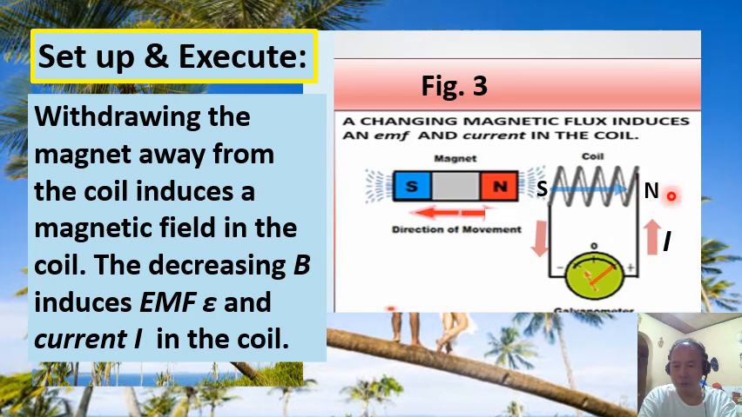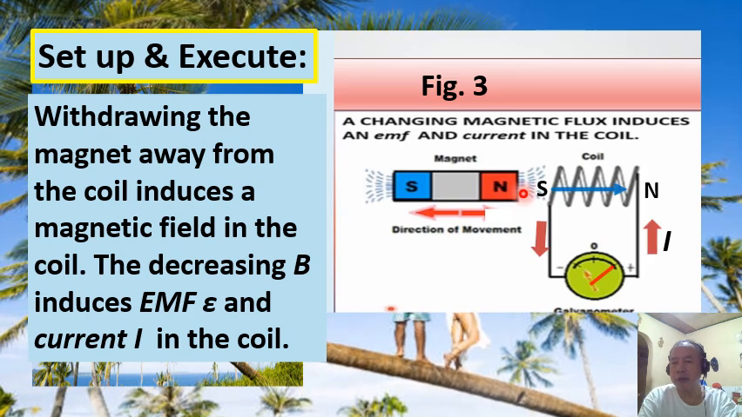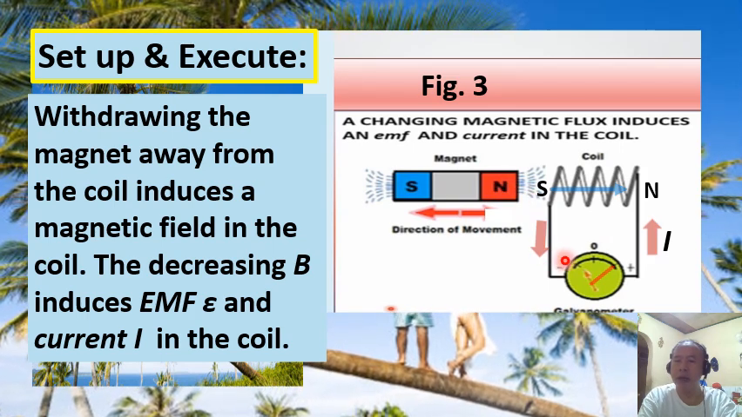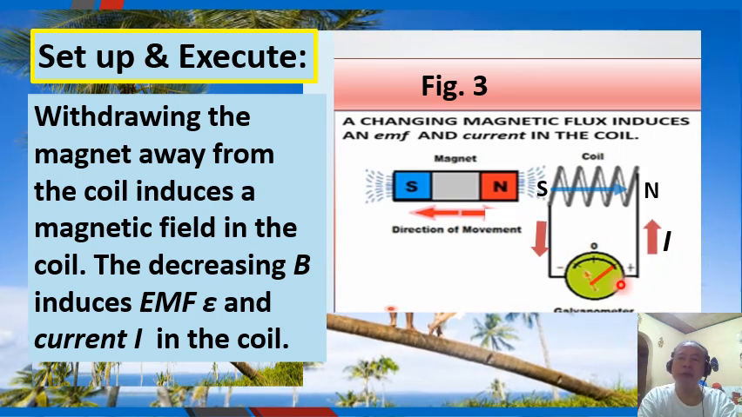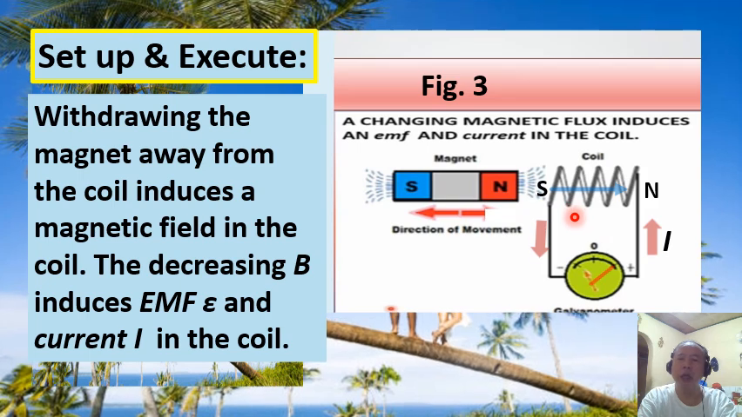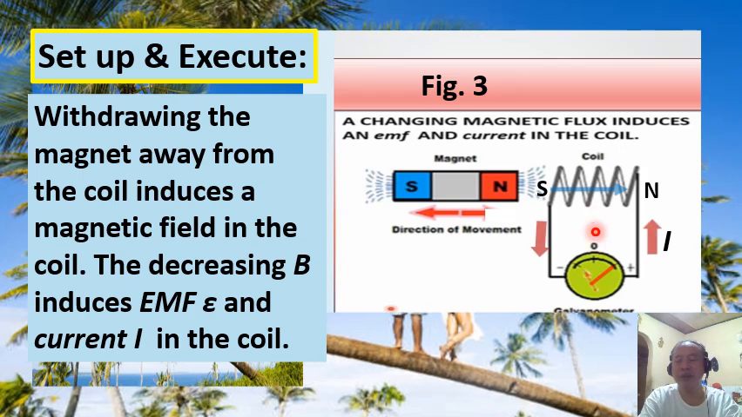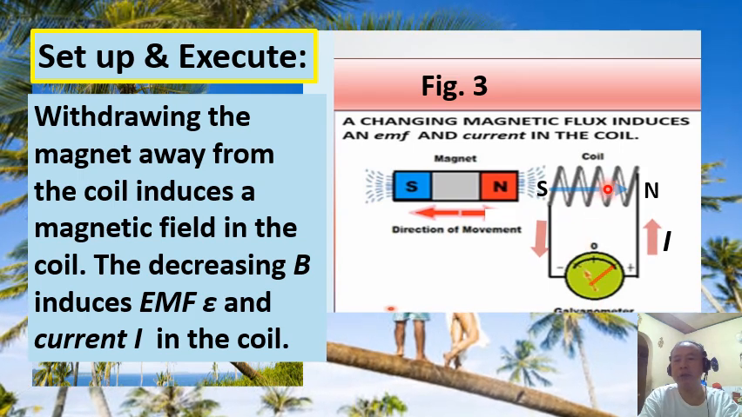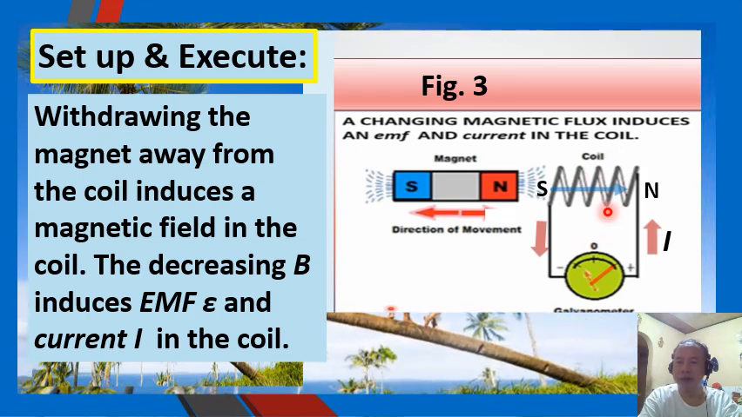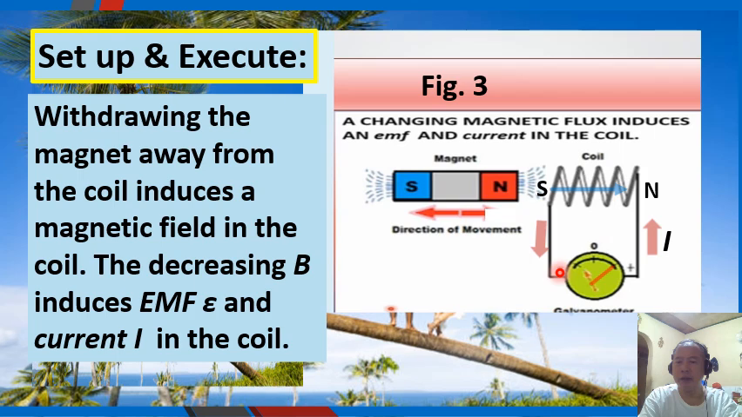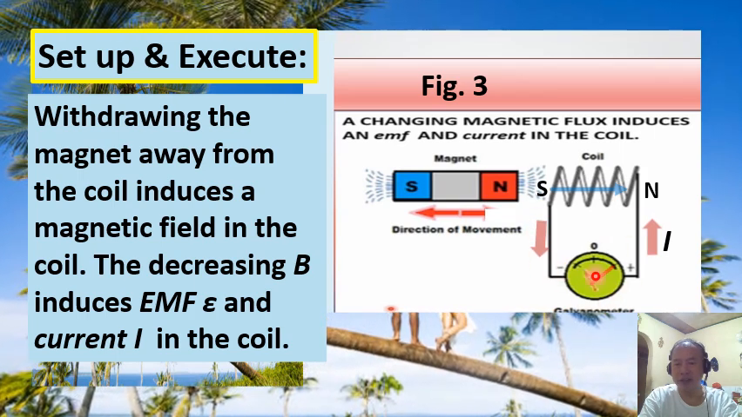But if the observer happens to be from the left end of the coil, then it will be the other way around. So the description of the direction of the conventional current that is induced depends on the observer. Relative to us, since we are looking at the figure like this, we say also that the conventional current that is induced is counterclockwise.